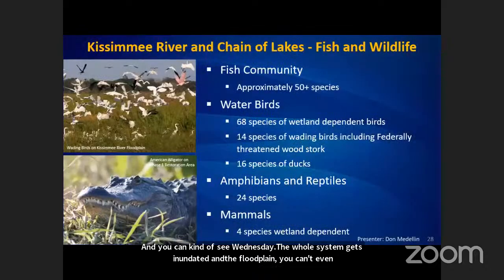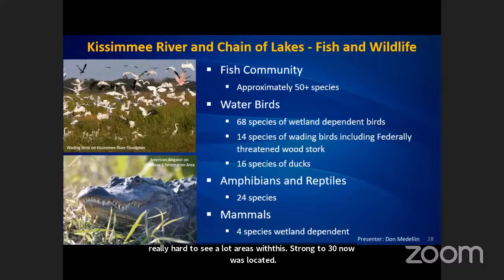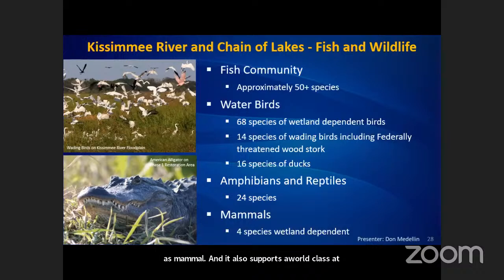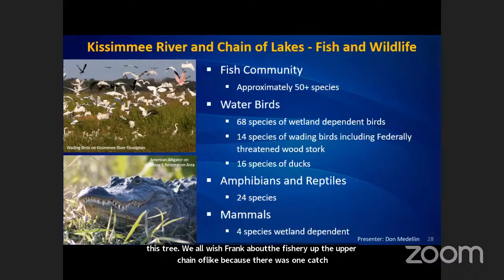And it has quite a bit of fish and wildlife associated with it, more than 50 different fish species, multiple wading bird, as well as duck species, amphibians and reptiles, as well as mammals. And it also supports a really world-class bass fishery. We always brag about the fishery up in the upper chain of lakes because there was one catch where they had five fish that weighed 42 pounds. And by any fisherman's standard, that is a heck of a catch.